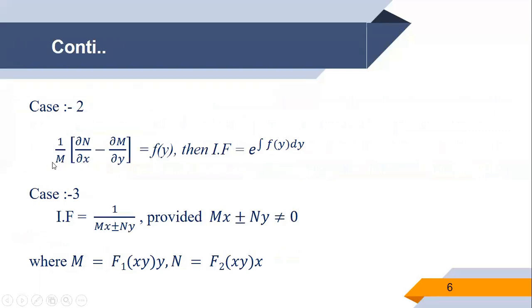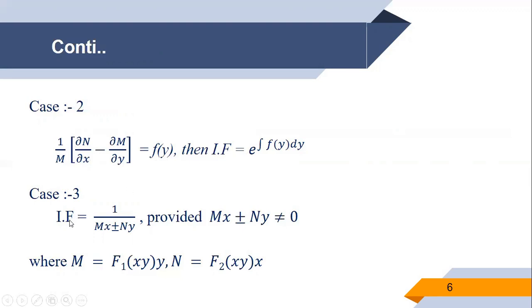Case 2. Suppose we calculate this term and it depends only on y, then the integrating factor is e raised to integration f of y dy. So in the second case, if 1 upon M (del M by del y minus del N by del x) is f of y, then the integrating factor is e raised to integration f of y dy.